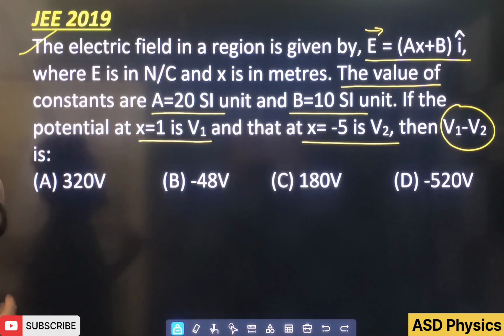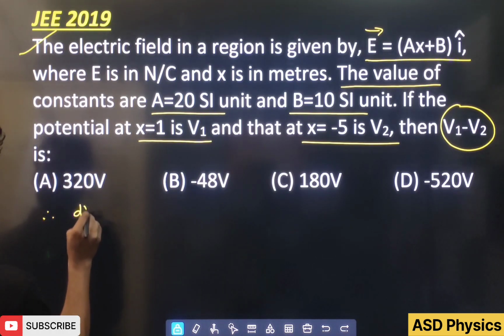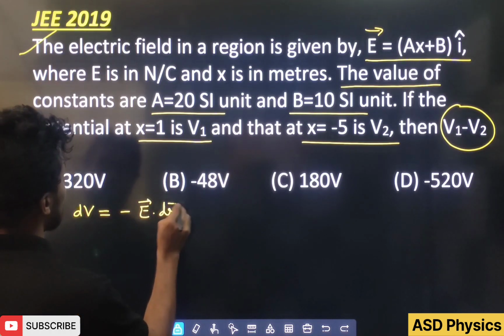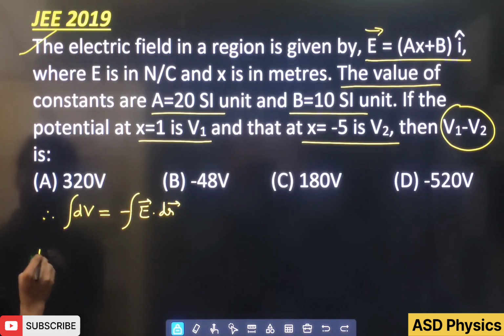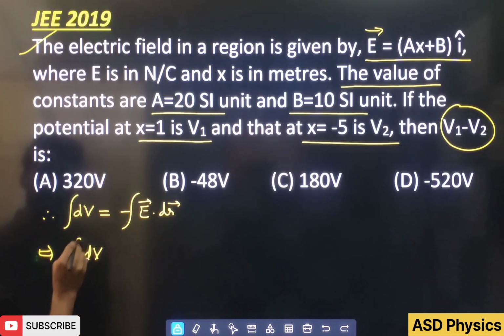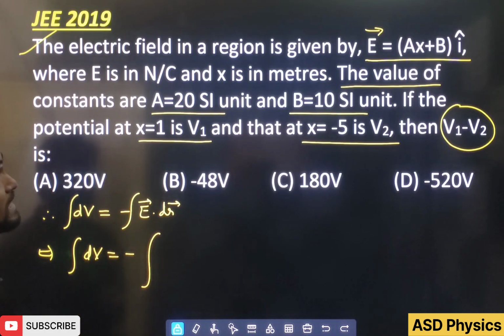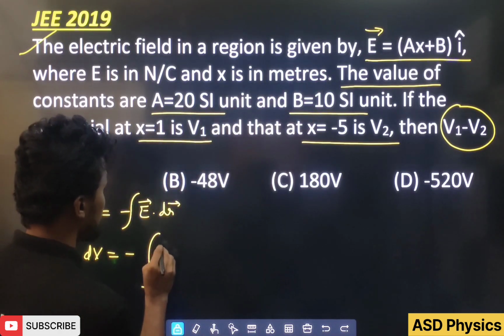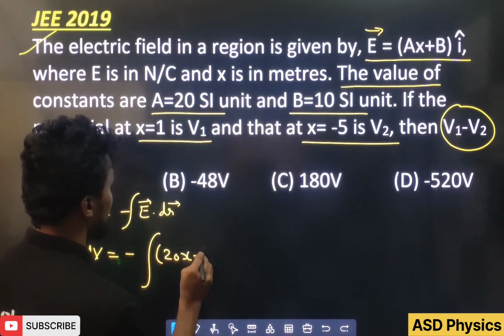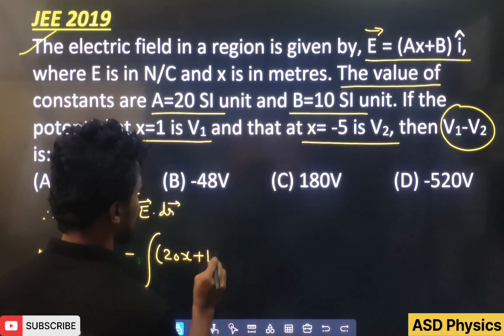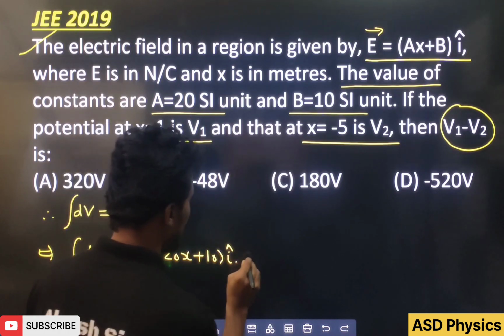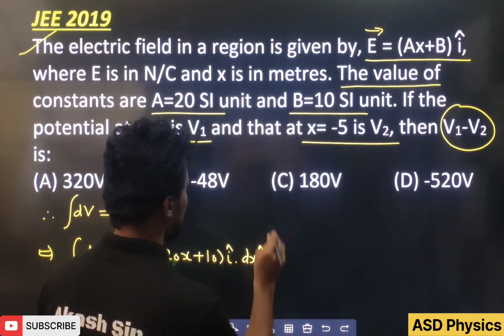So here the electric field is given and we have to find out the potential. Students, again I'm telling you, dV equals minus E dot dr, integration. Now the electric field is Ax plus B, where A is 20 and B is 10. So 20x plus 10 i cap. And dr, what will we write here? Very easy, we just write dr as dx i cap.